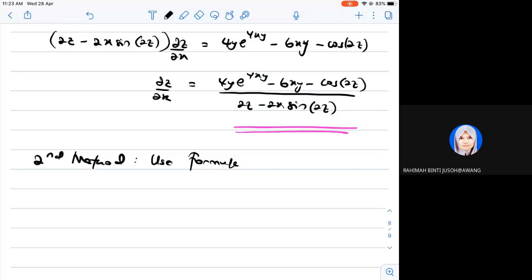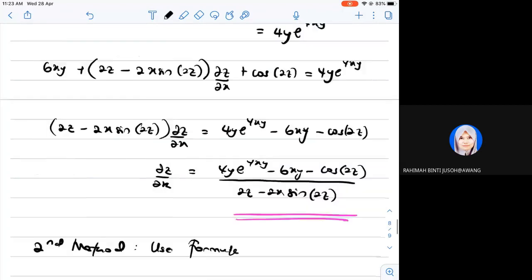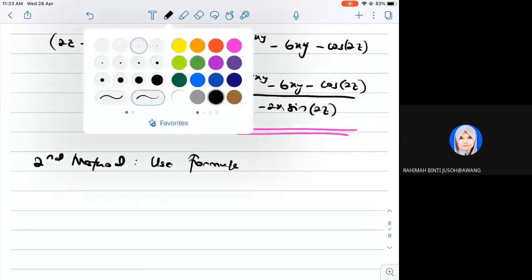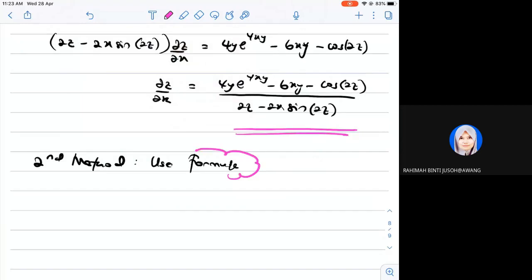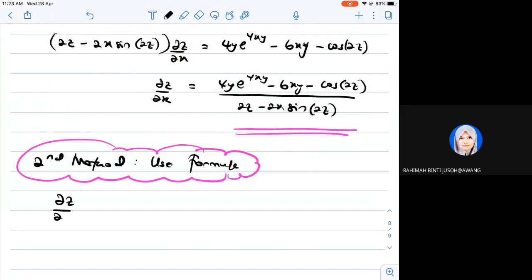Okay. So, untuk kaedah yang kedua ni. Tadi first method kan. Second method, use formula. Okay. Formula dia macam ni guys. Kalau soalan tu suruh cari del Z over del X, dia simple je. Equals to negative. And then dia terbalik lah. So Fx duduk ke atas, bahagi Fz like this.